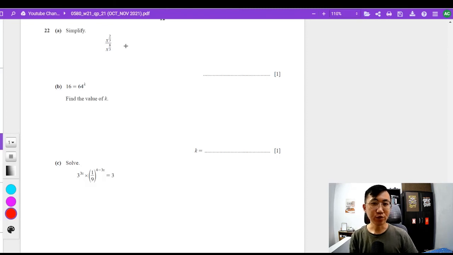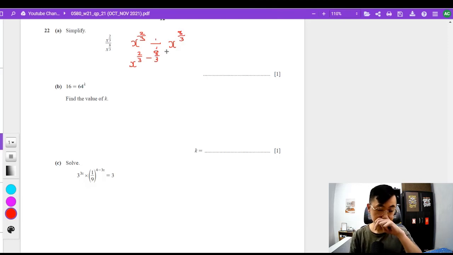Okay, question 22 is indices. So we are going to do this question right now. It's a 1 mark question, I see. So x to the power of 2 over 3. Whenever you see a fraction line, that's actually divide. Copy back this over x to the power of 8 over 3. It's quite small. Whenever you see a divide, how to combine is actually the power minus the power over here. So let's combine. 2 over 3 minus 8 over 3. Hopefully I didn't see wrongly.